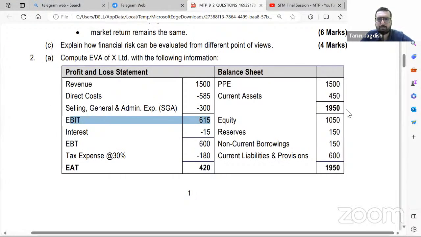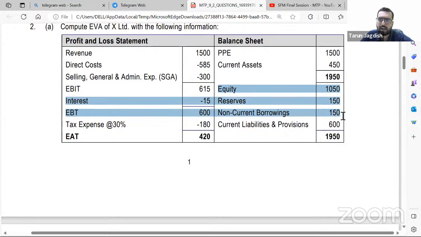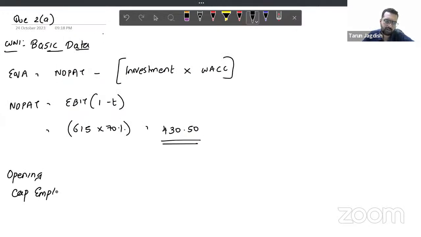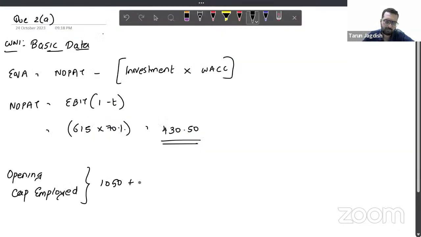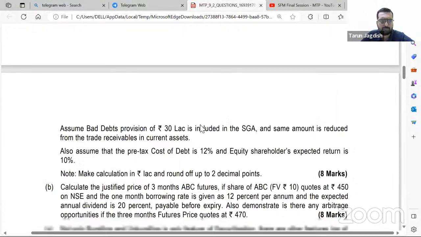Now, what about the investment? Ideally, the investment is supposed to be your opening capital, that is your equity, reserves, and non-current borrowings, because you're talking from both equity and debt perspective. So I'll write down opening capital employed. I believe this is the opening capital, all right, because they have not given any other information. 1050 plus 150 plus 150. So do I get the answer as 1350? Correct?